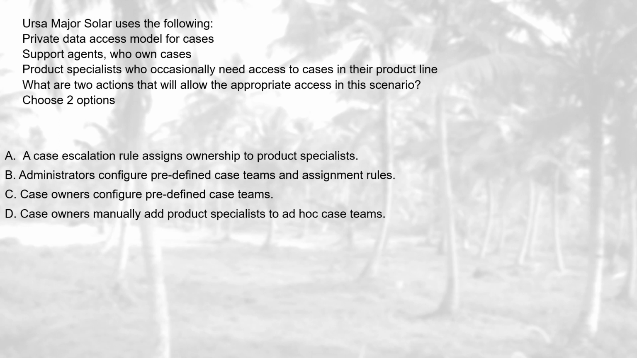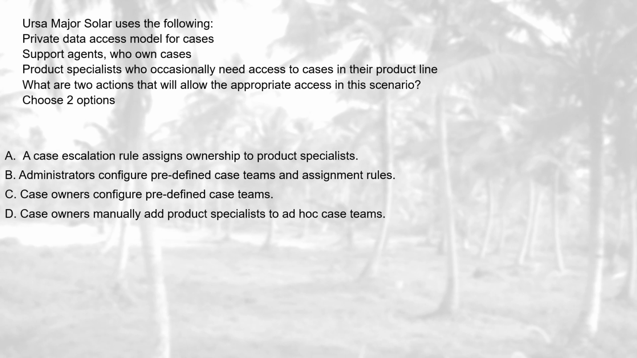So we have A, case escalation role assigned ownership to product specialists. B, administrator configures predefined case teams and assignment roles. C, case owners configured predefined case teams. D, case owners manually add product specialists on an ad hoc case. So let's see which one would actually work in this situation.